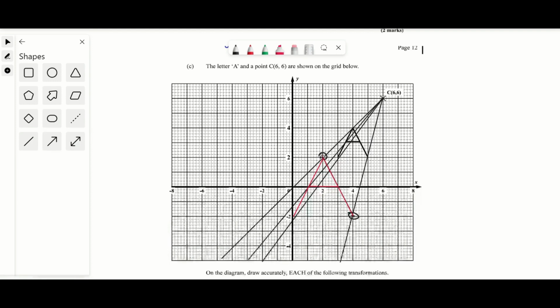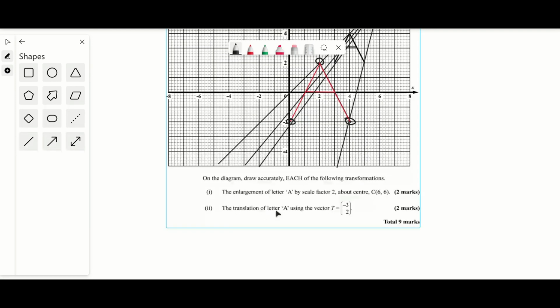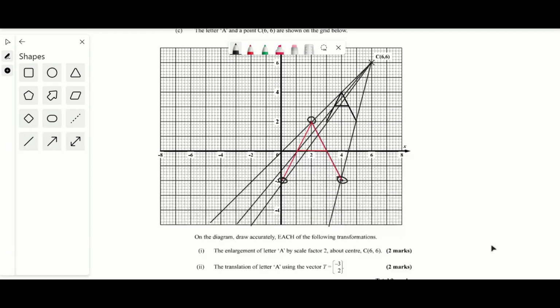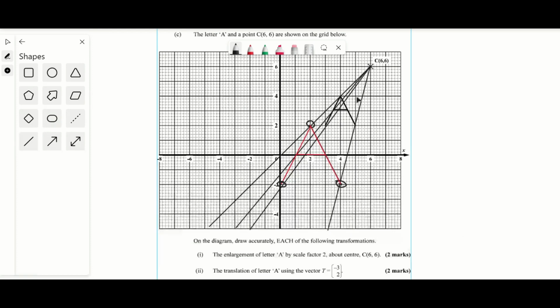Right, let's go. So the red A would be our enlarging form of A. Let's do part 2. The translation of letter A uses the vector t, (-3, 2). Now, there are 2 ways to do this. We'll do the first way.